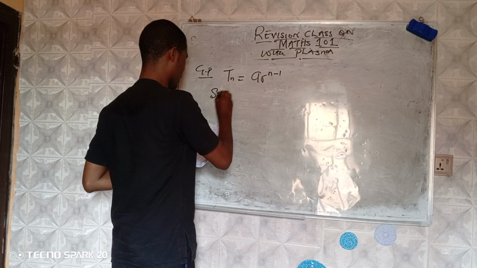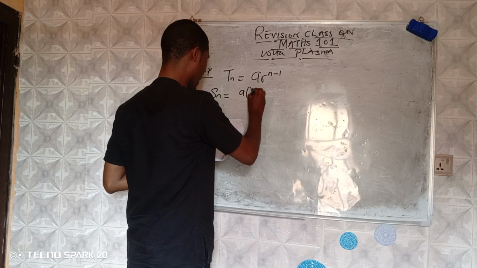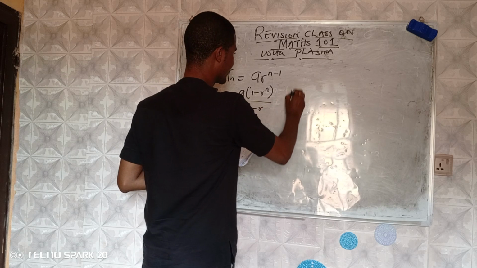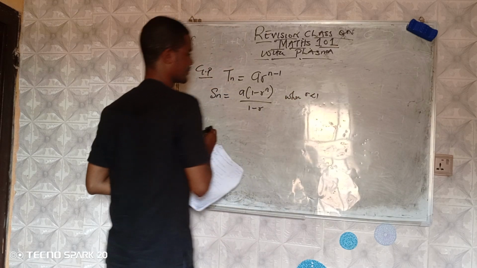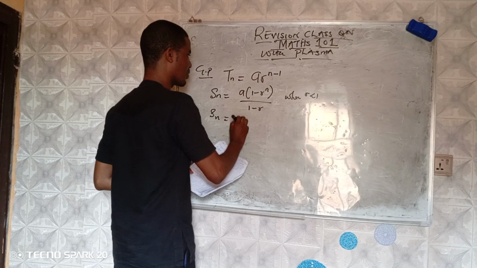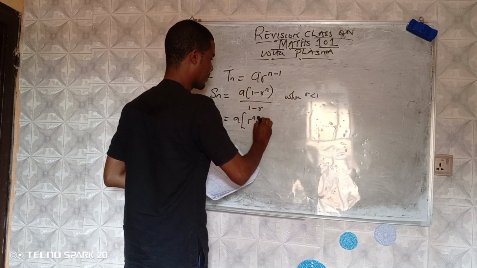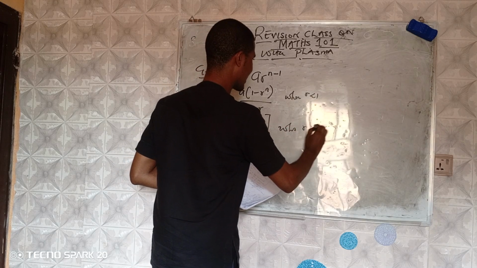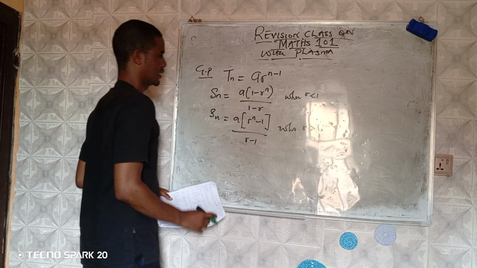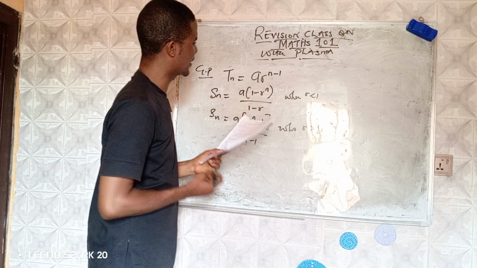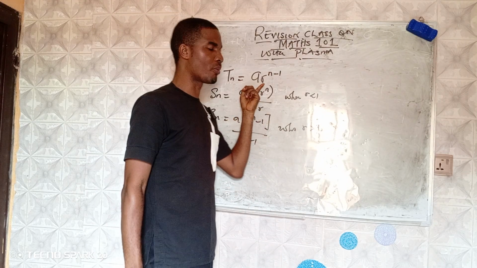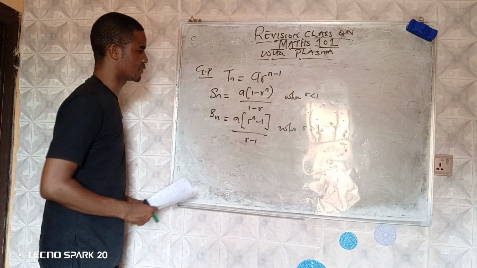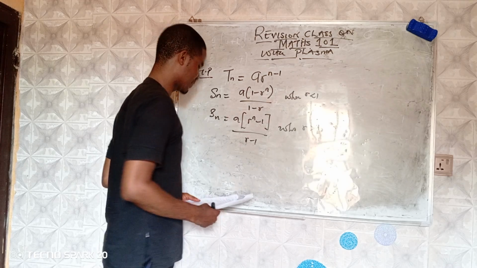What about the sum of a GP? We have the first formula: S_n = a(1 - r^n)/(1 - r). This is when r is less than 1. We also have S_n = a(r^n - 1)/(r - 1). This is when r is greater than 1. These are the two formulas for finding the sum of a GP. The r is called the common ratio, while the a is called the first term. All this we have learned in secondary school. We are just reminding ourselves about them.